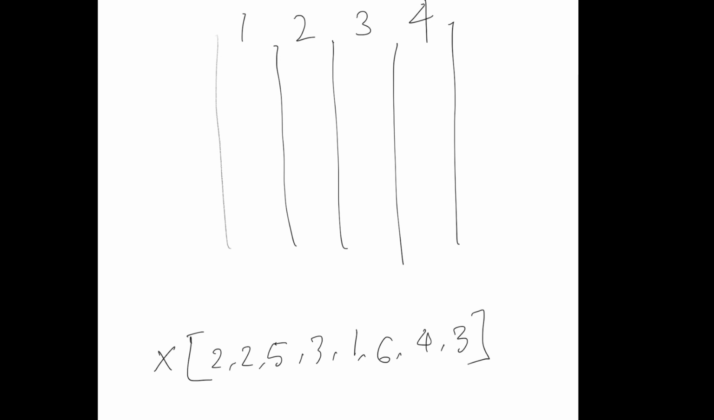So the first part, what happened? Here we take 2, 2, and then put the 5 3 here, and then 1 6, and finally 4 3. These are the x values. So in the first cycle, these 2 and 2 are added and we get the result 4. And then 5 plus 3 is 8, 1 plus 6 is 7, and 4 plus 3 is also 7.